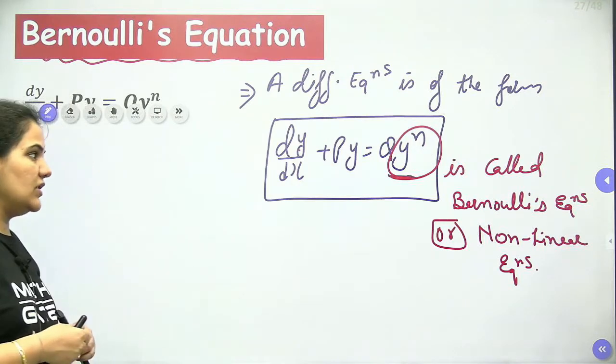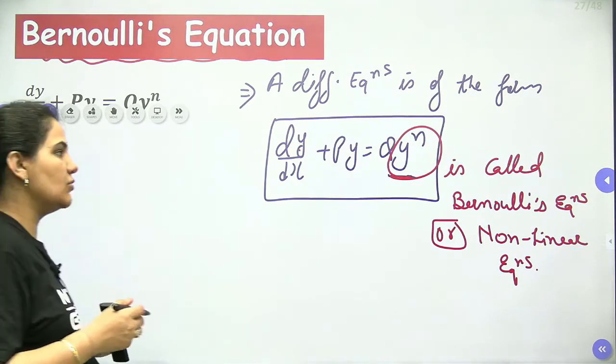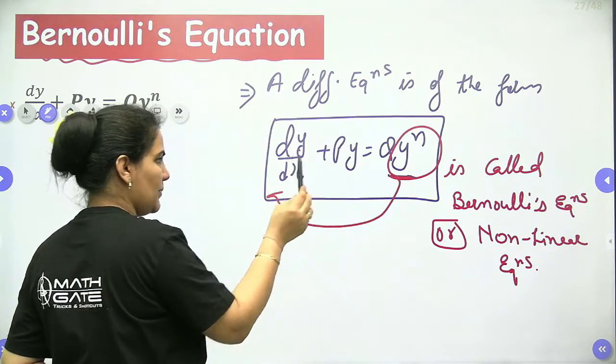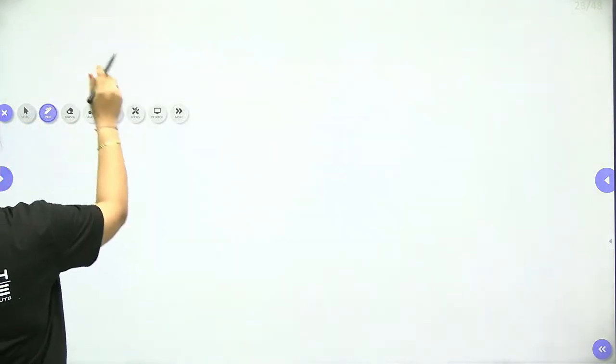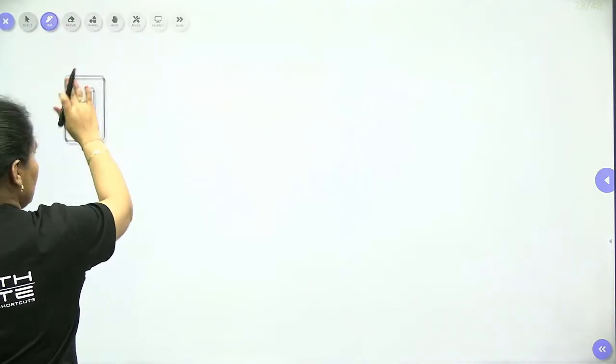So how we can approach it? So dy by dx plus py is equals to qy power n here, dear students. We have to convert this one. We have to just remove this y power n from there only, right? So how we will approach? Let me show you the complete method how we will approach.